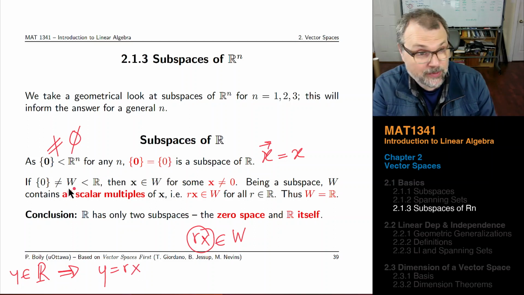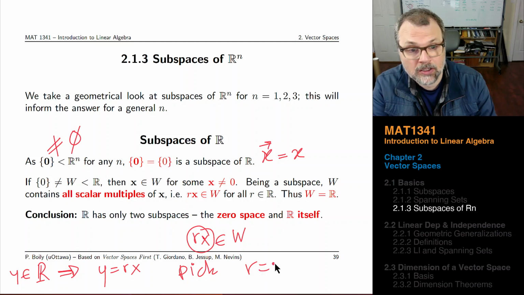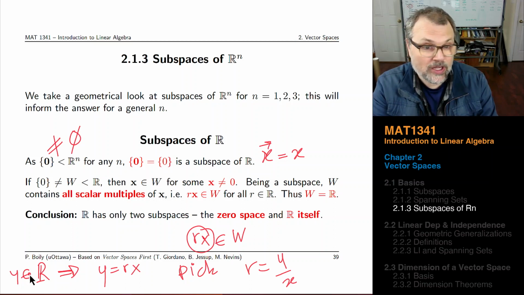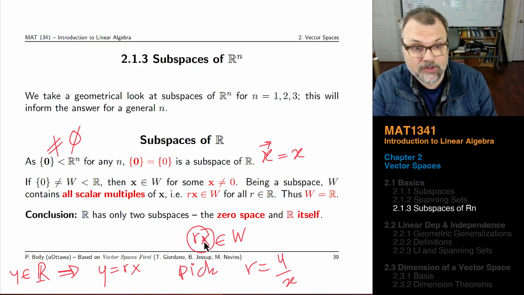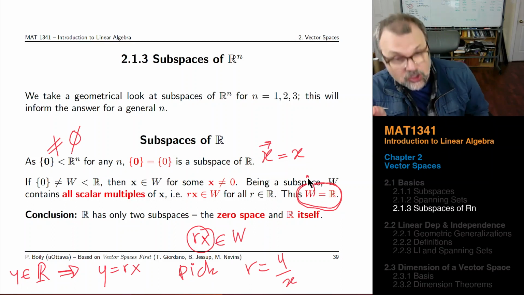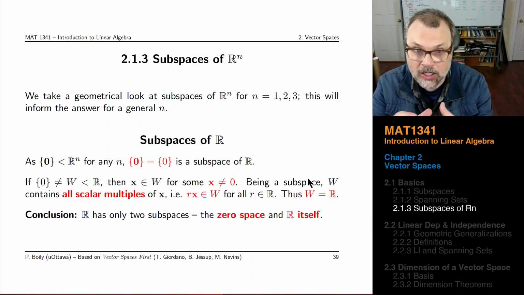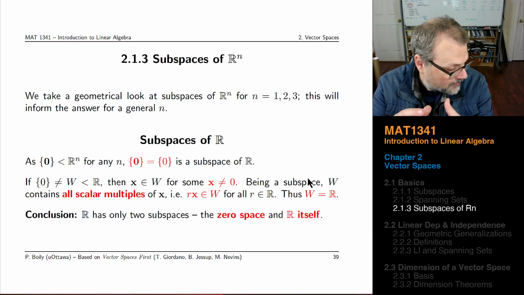It's not difficult. The X, we know that it exists because W is not the zero space. All you need to find is the scalar that will do the trick. We'll pick R to be Y divided by X. I know that this exists because I'm not dividing by 0. So I can write Y as R times X. So any real number can be written as R times X, so it is in the subspace. And so the subspace W then has to be the entirety of R. There are only two subspaces for R. There's the zero subspace, and then there's R in its entirety.